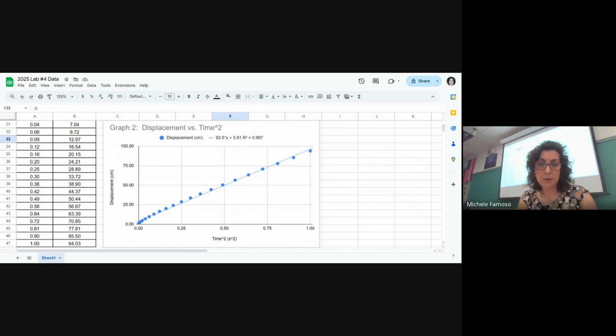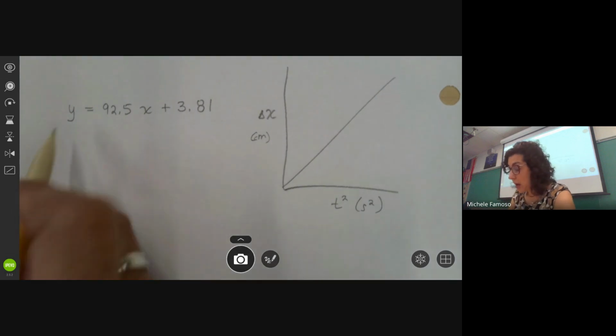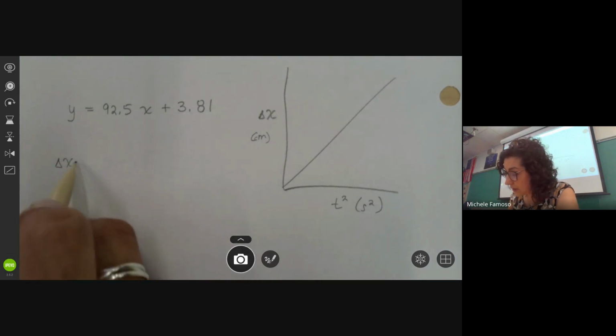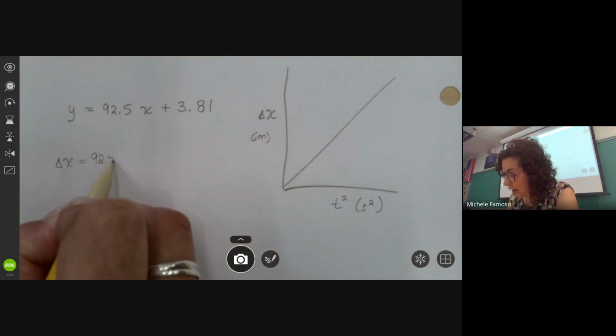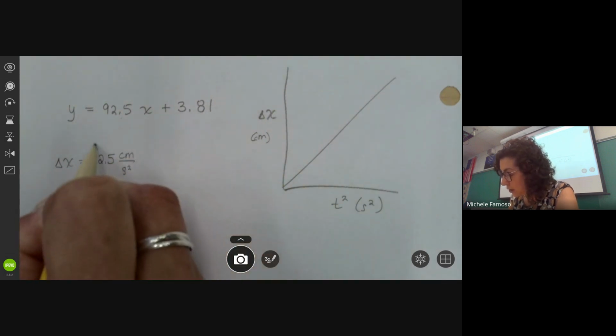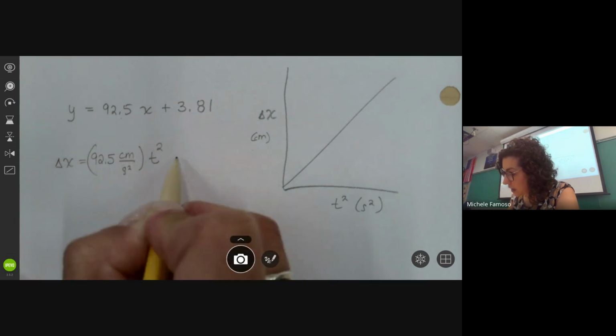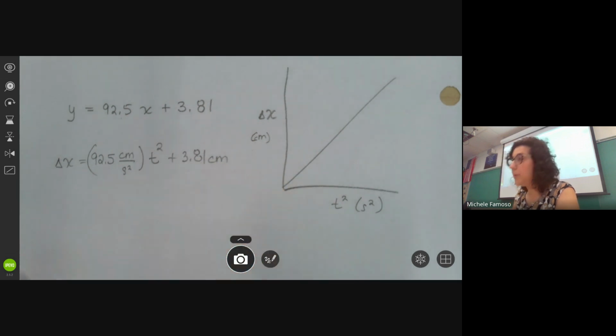So let me shift over to my document camera so we can now look at this. This is what we're looking at. So on the y-axis, I have the displacement. This is the slope of that line. The slope of this line is in centimeters per second squared. On the x-axis, I have the time squared. And this is the y-intercept, which is measured in centimeters.